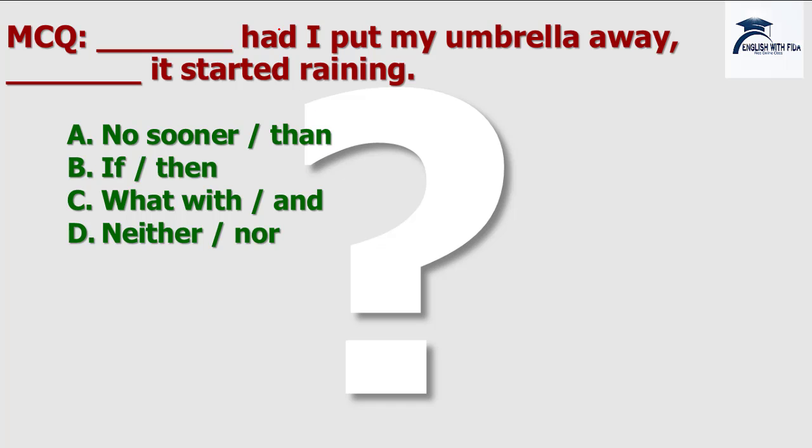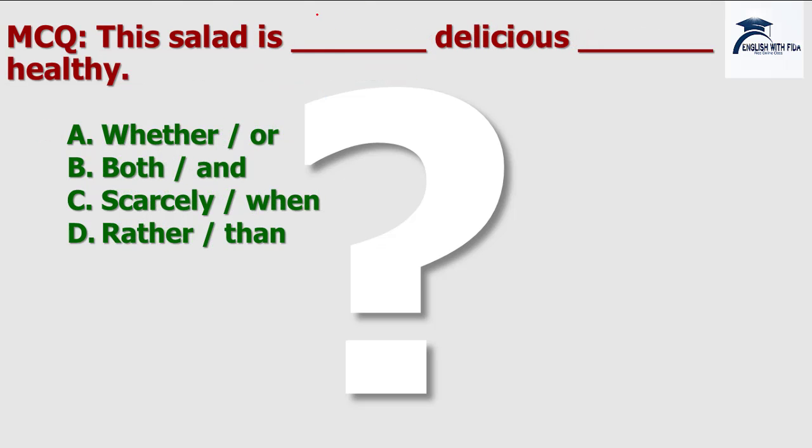Next sentence: dash had I put my umbrella away, dash it started raining. Definitely two actions are being mentioned. Here we need a correlative conjunction. No sooner...than, that will be correct. No sooner had I put my umbrella away than it started raining. Next: This salad is dash delicious, dash healthy. Two adjectives are being used. Definitely no other pair but both...and. This salad is both delicious and healthy.